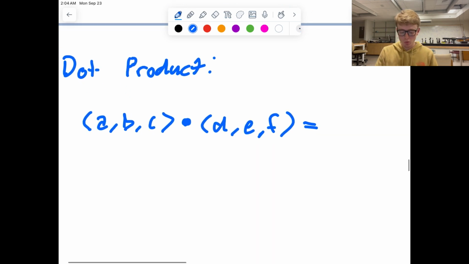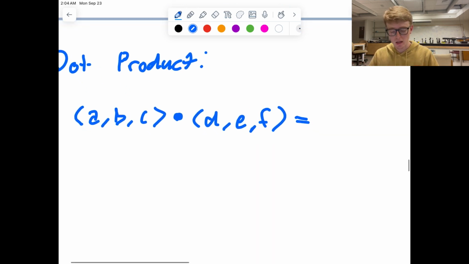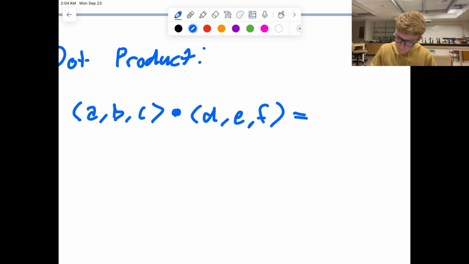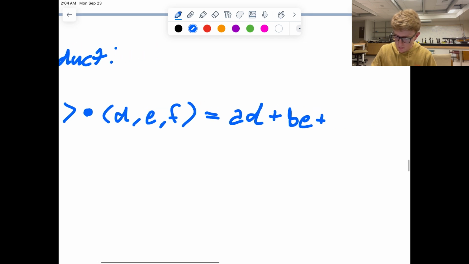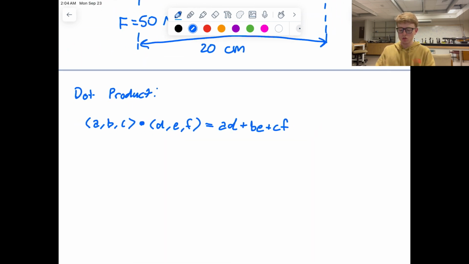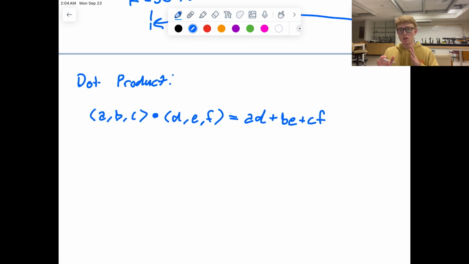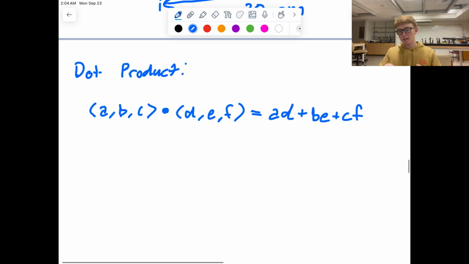So what we do is we multiply component-wise and add it together. So we're going to do A times D plus B times E plus C times F. Okay, so you'll notice this is just going to be some number. It's just a scalar in this case. Okay, so that is how you do dot product. Very simple operation.